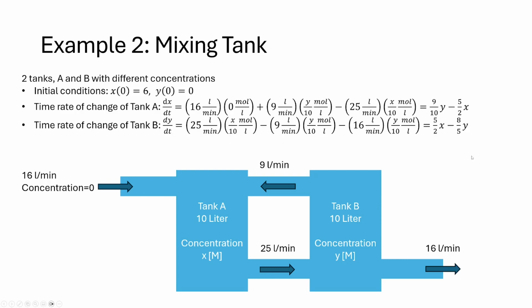We can do the same process for tank B, and so we can say that dy/dt is going to be this 25 liters per minute times X over 10 moles per liter coming in. Leaving tank B is 9 liters per minute times Y over 10 moles per liter. And also leaving tank B is 16 liters per minute times Y over 10 moles per liter. And so this gives us a final equation of dy/dt equals 5/2 x minus 8/5 y.